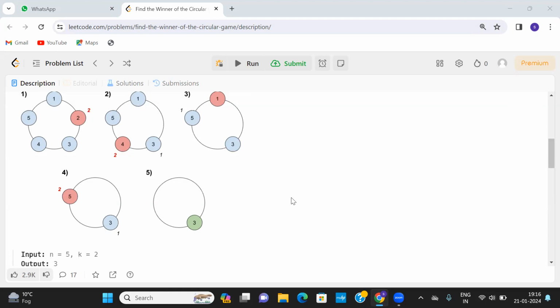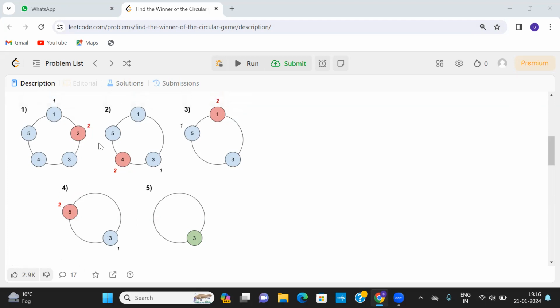So let us now see the approach. Whenever we encounter a count which is equal to k, we will directly eliminate it. And whenever we encounter a count which is not equal to k, we put it at the end. Suppose here 1 is equal to 1, 2 is equal to 2. At 2 equals 2, we will eliminate it. And at 1 equals 1, we are pushing it to the end.